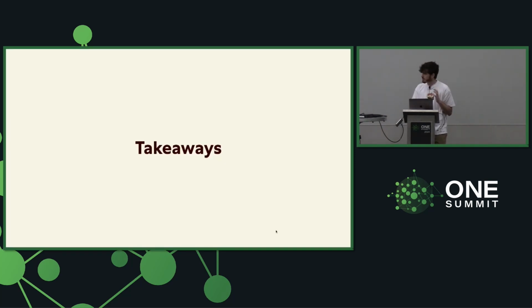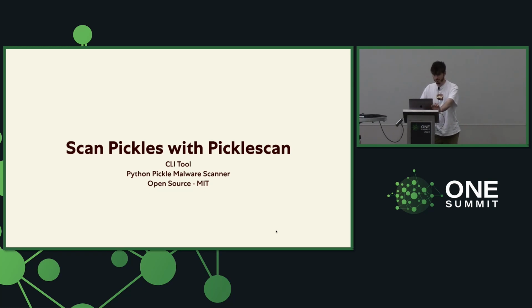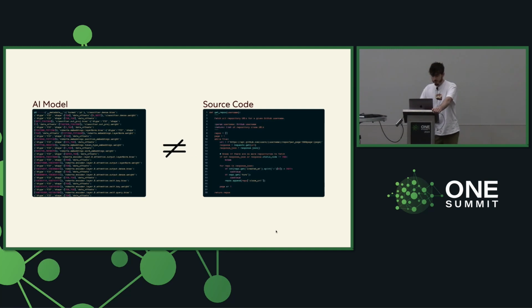So now let's talk about some takeaways. First thing is don't use pickle. There is another format called safetensors, which is safe and better. If you use pickle, scan it. There's a tool called Pickle Scan, which has an MIT license, so it's usable. And an AI model is not code. You cannot scan it with some SAST or any scanning tool.